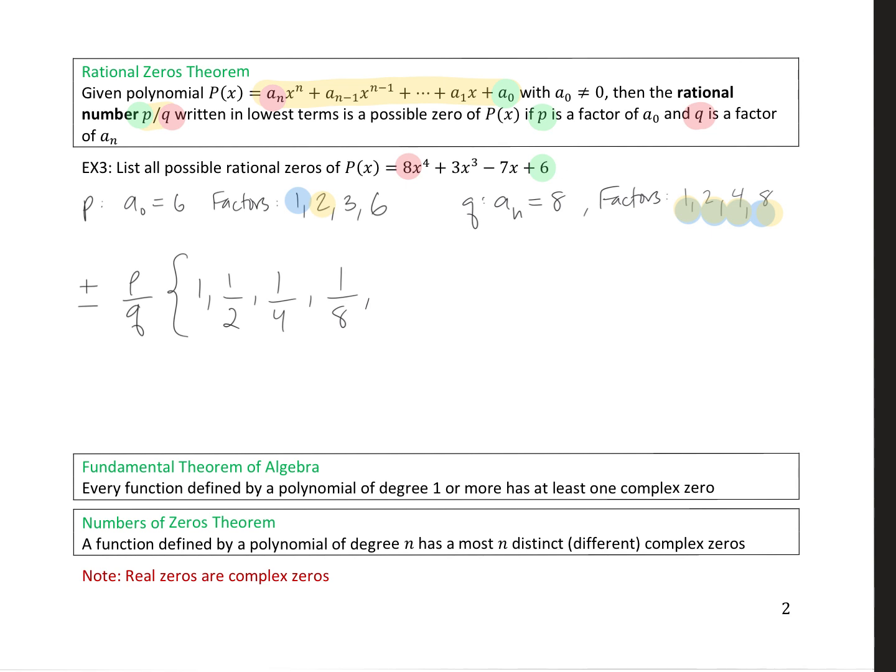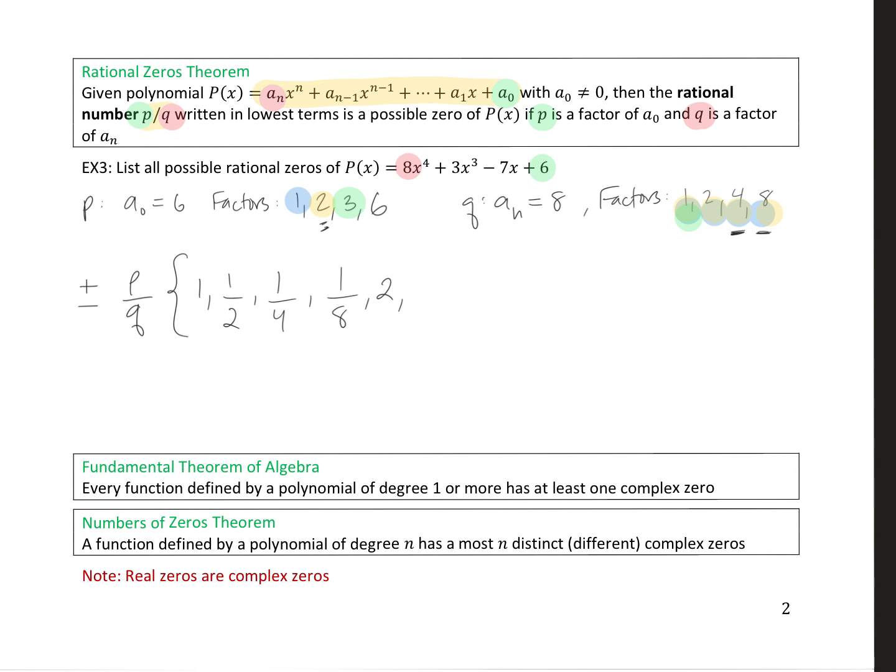So let's see, 2 divided by 1 is just going to be 2. Then 2 divided by 2 is 1. Oh, I already wrote down 1, so I don't need to write that again. Then 2 divided by 4 is going to be a half, which I already have. And then 2 divided by 8 is going to be a fourth, which I already have. Okay, so I'm done looking at 2. Let's go ahead and look at 3.